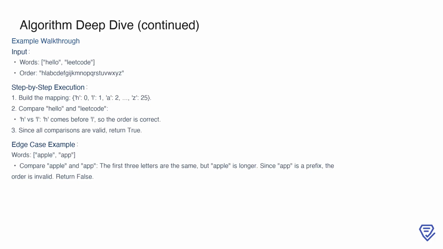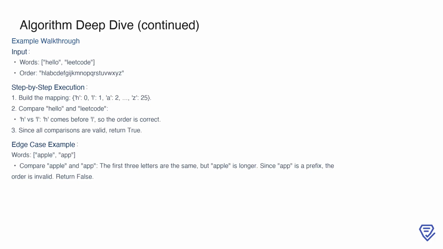Now consider an edge case, where the words are "apple" and "app". We compare apple and app. The first three letters, A, P, and P, are identical, so we move to the next condition. Here, we see that app is a prefix of apple, which means the shorter word should come first. Since this isn't the case, the order is invalid, and we return false.